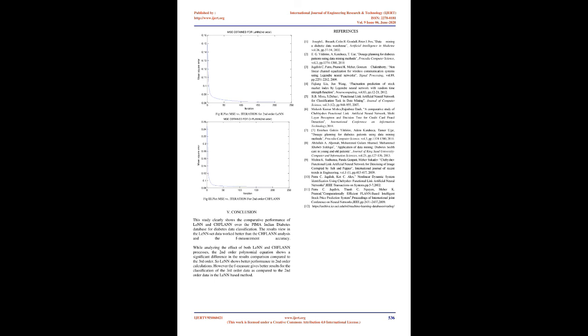V. Conclusion. This study clearly shows the comparative performance of LEN and FLANN over the PIMA Indian Diabetes Database for diabetes data classification. The results show the LEN data worked better than the FLANN analysis in the F measure and accuracy. While analyzing the effect of both LEN and FLANN processes, the second-order polynomial equation shows a significant difference in the results compared to the third order. So LEN shows better performance in second-order calculations. However, the F measure gives better results for the classification of the third-order data as compared to the second-order data in the LEN-based method.